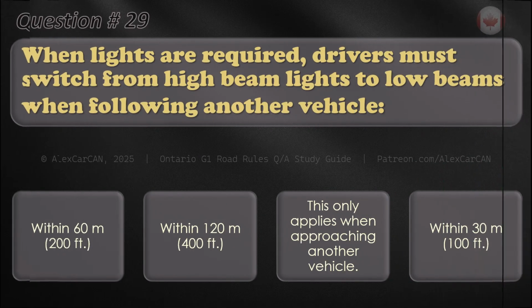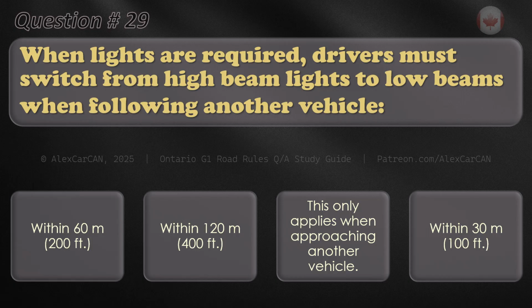Question number 29. When lights are required, drivers must switch from high beam lights to low beams when following another vehicle. Within 60 meters, 200 feet. Within 120 meters, 400 feet. This only applies when approaching another vehicle. Within 30 meters, 100 feet. The correct answer is within 60 meters, 200 feet.